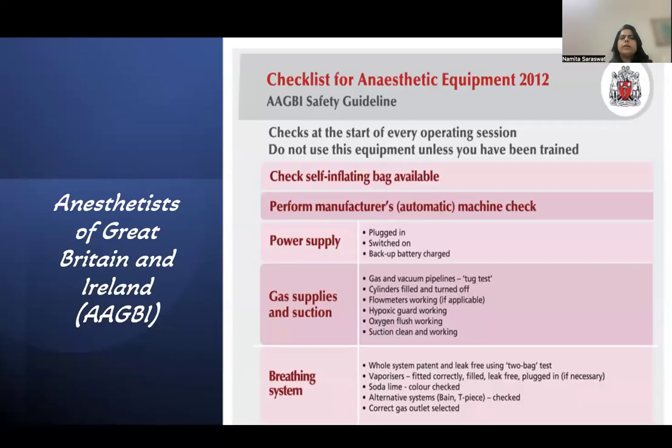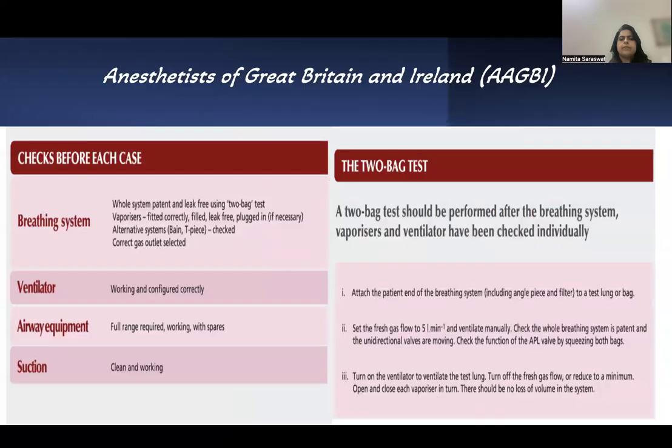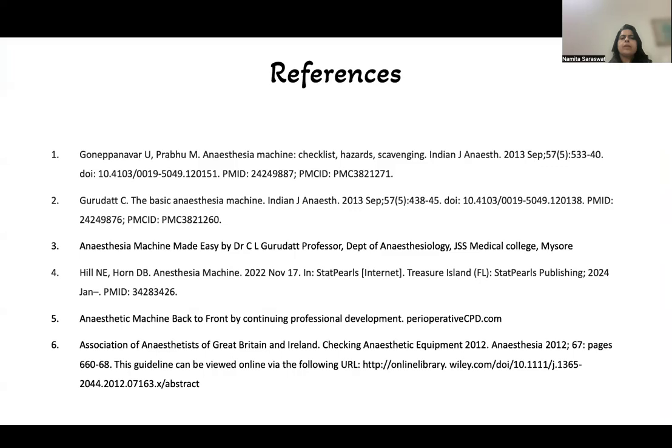Similarly, a checklist of anesthetic equipment was released in 2012 by the Association of Anaesthetists of Great Britain and Ireland. And this is more or less the same as what we have discussed about the ASA 15 component checklist. You should go through this checklist.